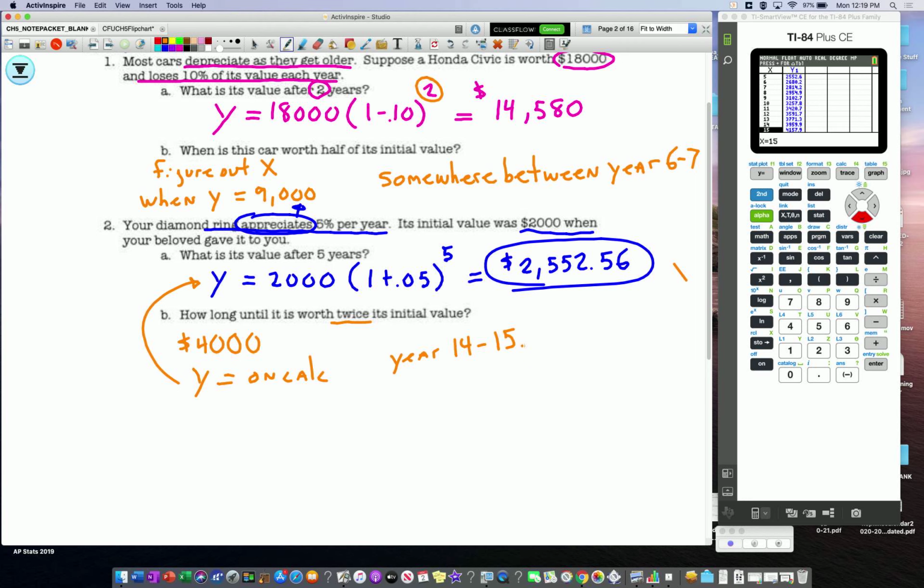All right, that takes care of the notes for 5.1. You can go ahead and start working on your CFU worksheet.